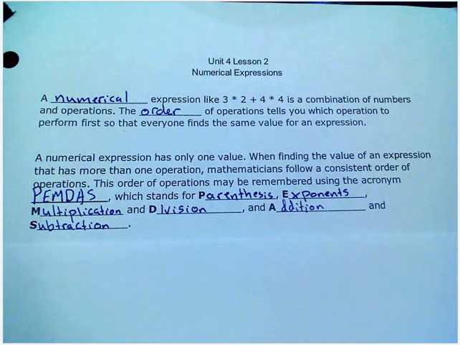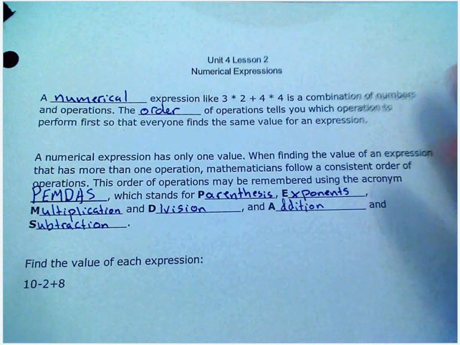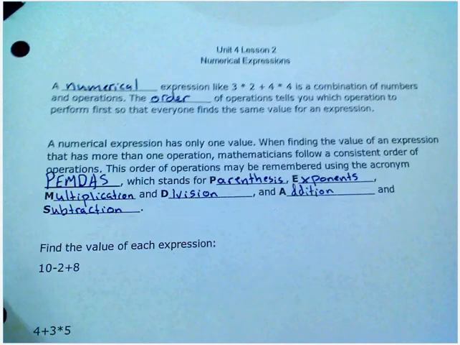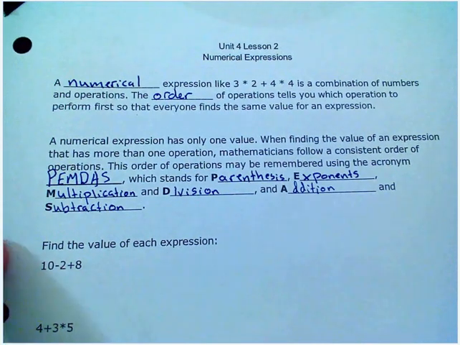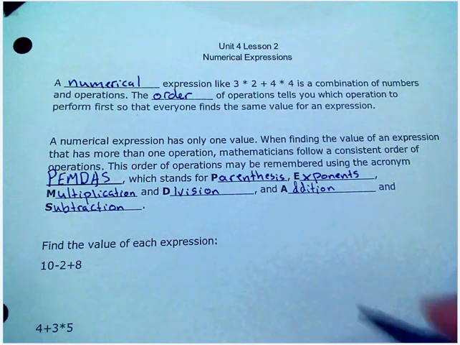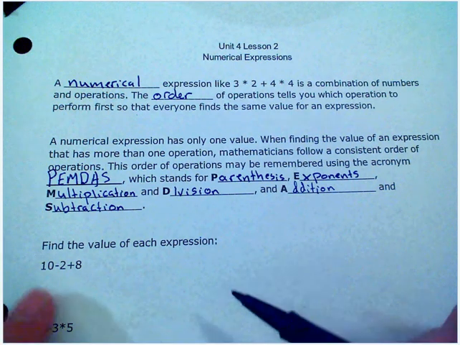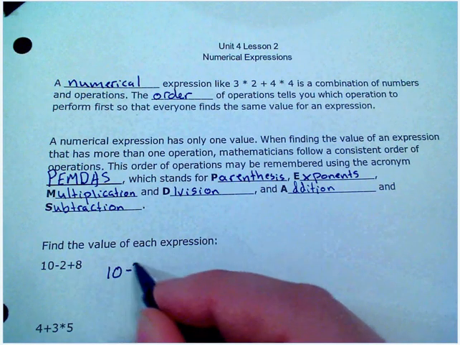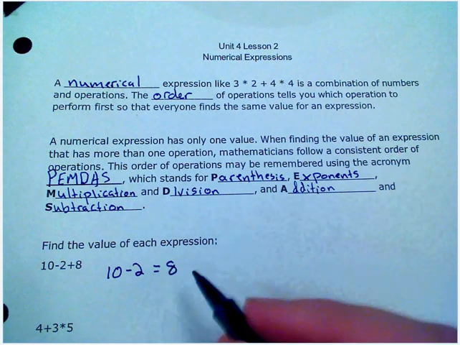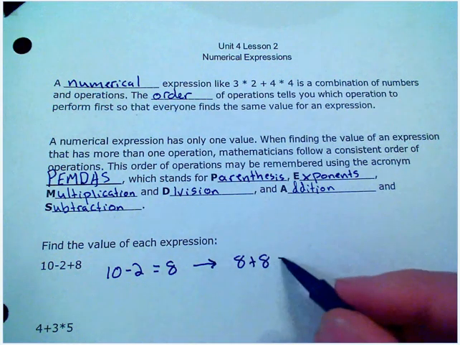Now when you work through a problem using order of operations, you first start left to right. Now we have no parentheses, we have no exponents, no multiplication or division, so now we go straight to addition or subtraction. So you always, when working with either multiplication or division, and addition or subtraction, start from the left and work to your right. So we start with 10 minus 2, which is 8. And then we go to our next step, which is 8 plus 8, which equals 16.